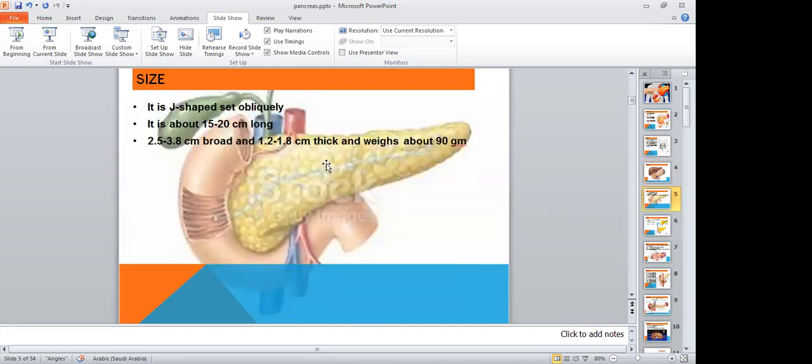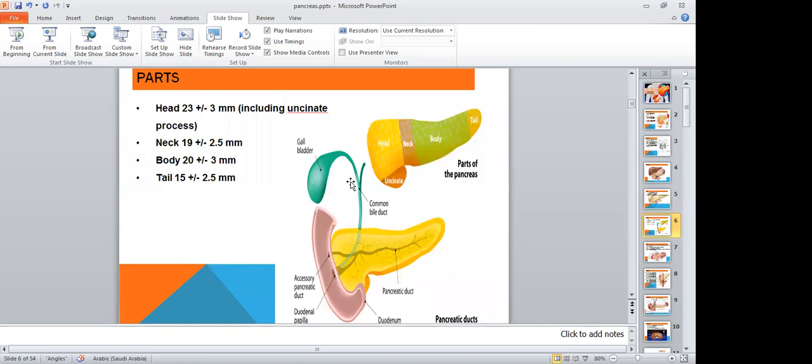The size. It is J-shaped and set obliquely. It is about 15 to 20 cm long, 2.5 to 3.8 cm broad, and 1.2 to 1.8 cm thick, and weighs about 90 grams. Parts. It is composed of 4 parts: the head with the uncinate process, measuring about 23 mm; the neck, 19 mm; the body, about 20 mm; and the tail, about 15 mm.